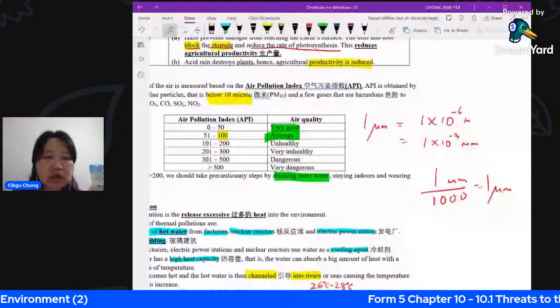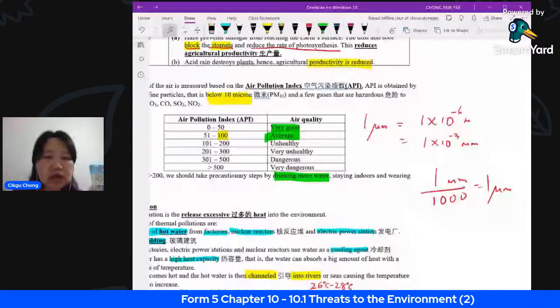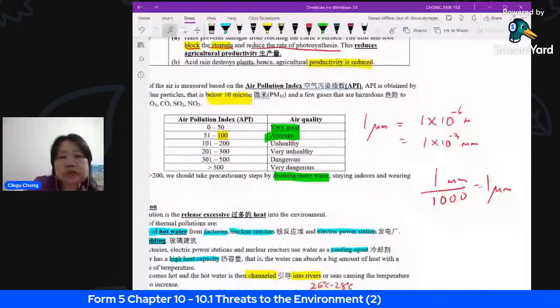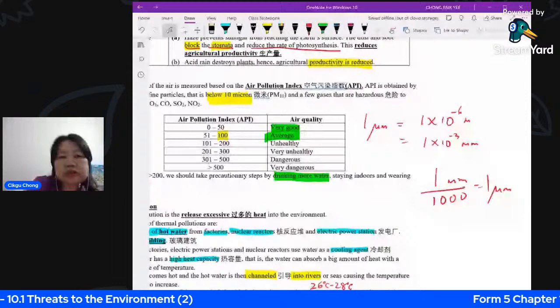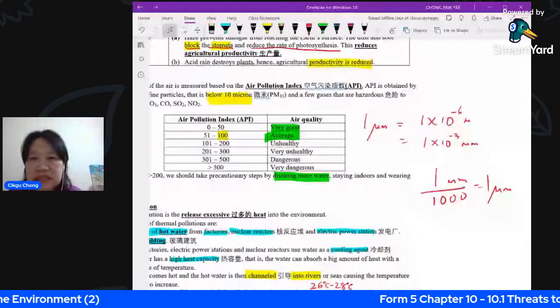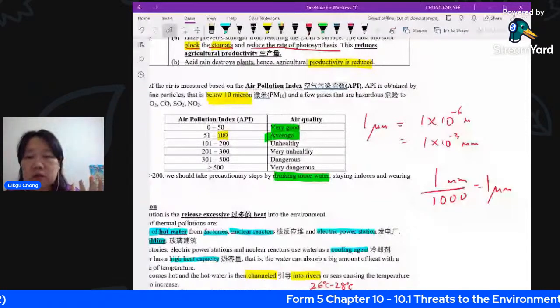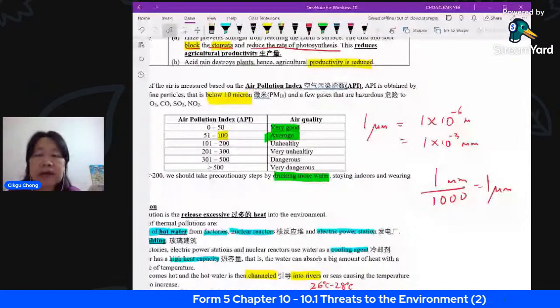Now, number 3, oxygen. When the temperature increases and the water is hotter, you find that actually oxygen becomes less soluble. It is less able to dissolve if it is hot compared to a body of water that is cooler. Okay, so there will be less oxygen when the water is hot.